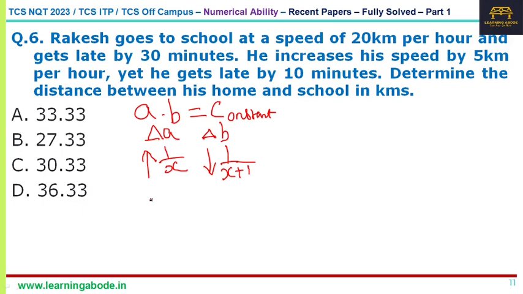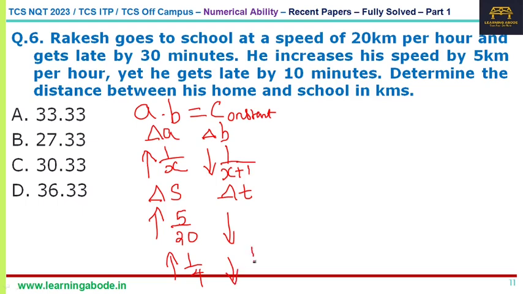Now if we use that here, what happens? The speed is increasing, right? It's increasing by how much? 5 kilometers upon 20, right? In that case, the time will come down. So the increase of 5 upon 20 is 1 by 4. So the time will come down by 1 by 5. So the change in time is 1 by 5.